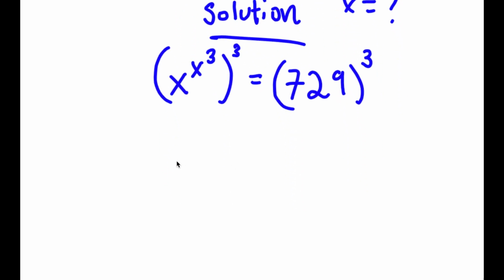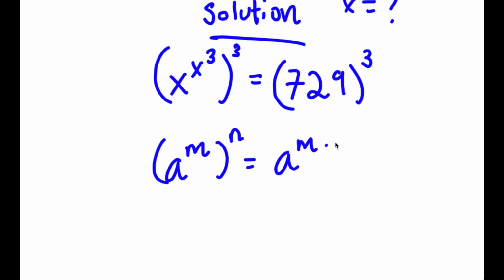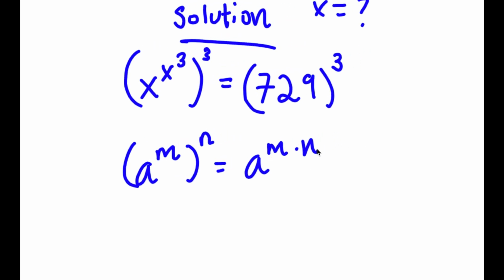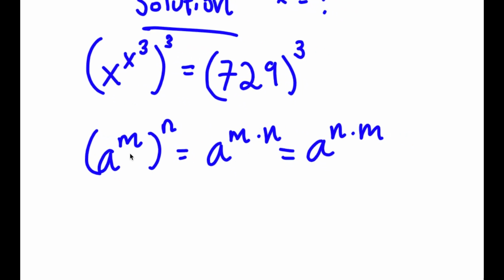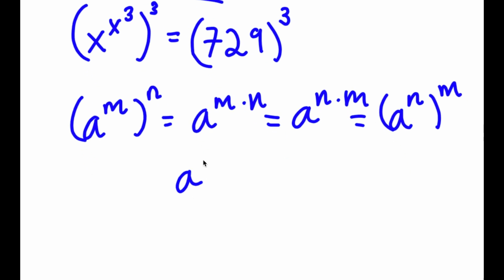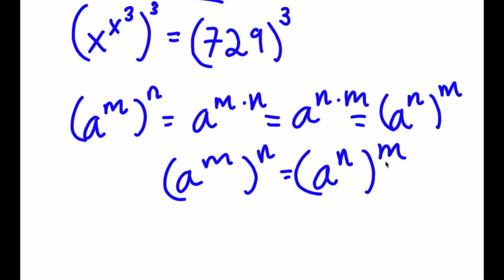Now, if I have something in the form a to the power of m to the power of n, this is equal to a to the power of m times n. And for a to the power of m times n, this is the same thing as a to the power of n times m. I can switch these two places. Meaning, if a to the power of m times n is equal to a to the power of m to the power of n, then a to the power of n times m, this is equal to a to the power of n to the power of m. So this means that a to the power of m to the power of n is equal to a to the power of n to the power of m.